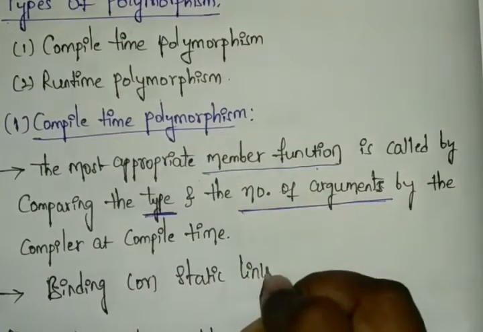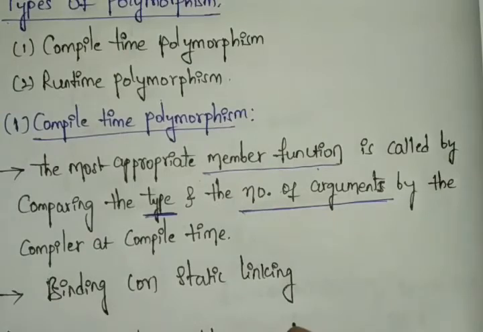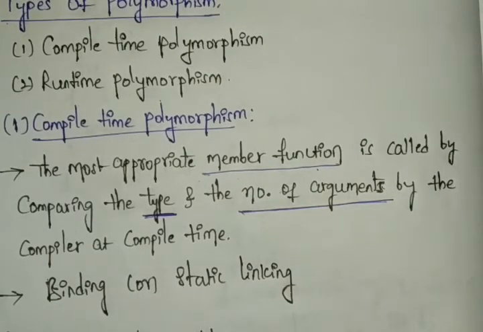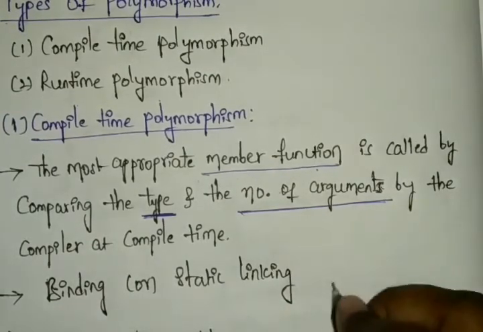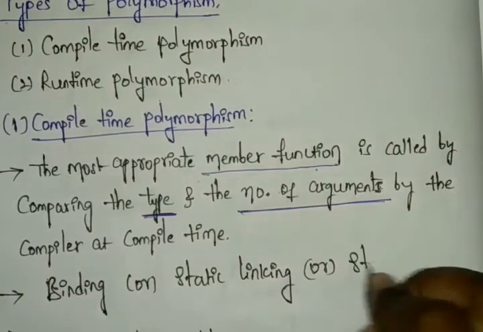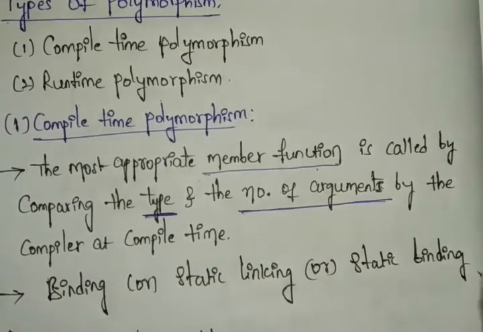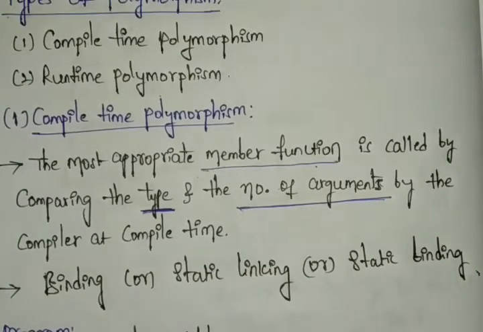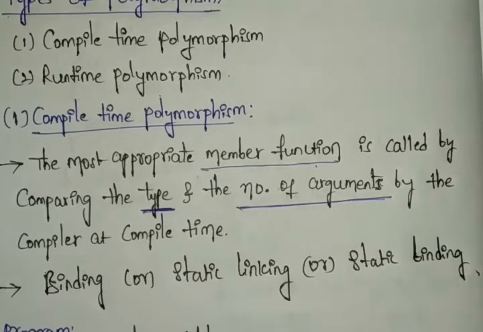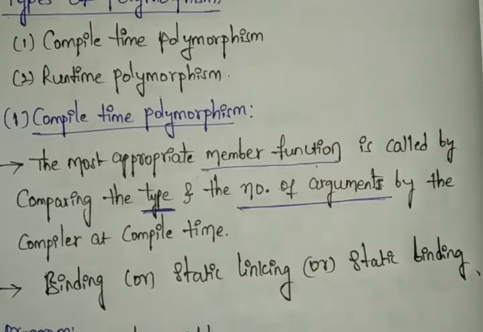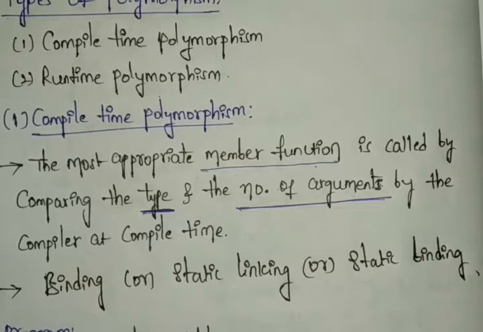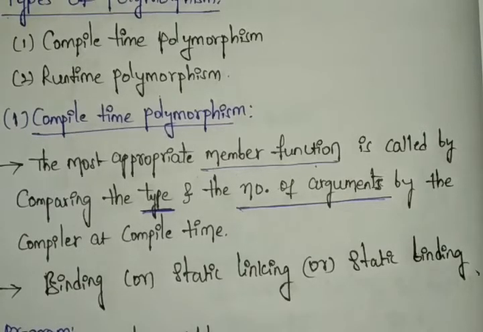We have the static and dynamic processes for our polymorphism, right? So this is the static manner, static linking, or else we can call this static binding also. So compile time polymorphism is also called static linking or static binding. Here we can perform the compilation process by using the type and the number of arguments.